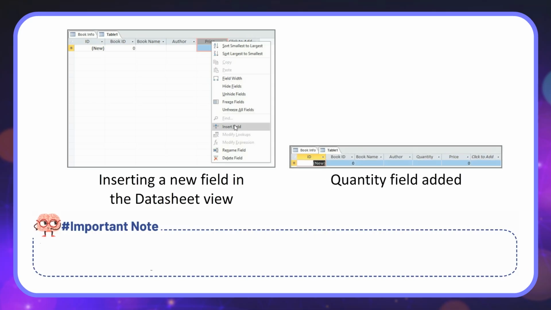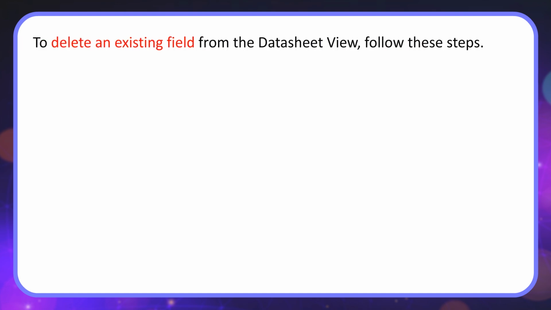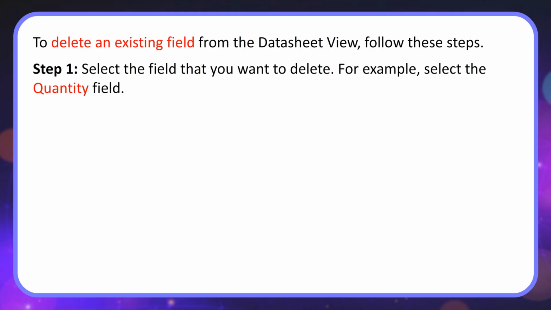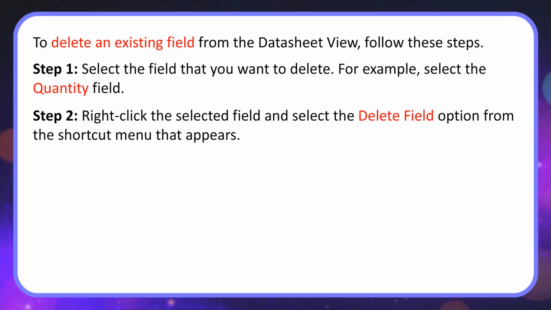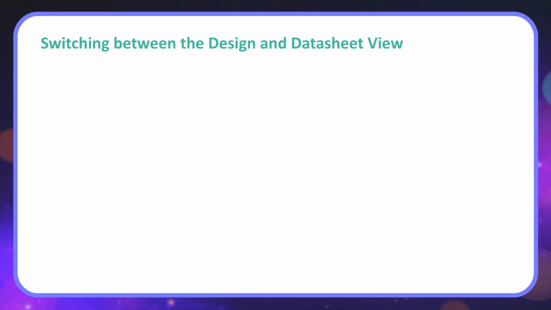Quantity field added. Important note: if you want to change the data type of the field, you first need to switch to the Design view and then change the data type. To delete an existing field from the Datasheet view, follow these steps. Step 1. Select the field that you want to delete. For example, select the Quantity field. Step 2. Right-click the selected field and select the Delete Field option from the shortcut menu that appears.